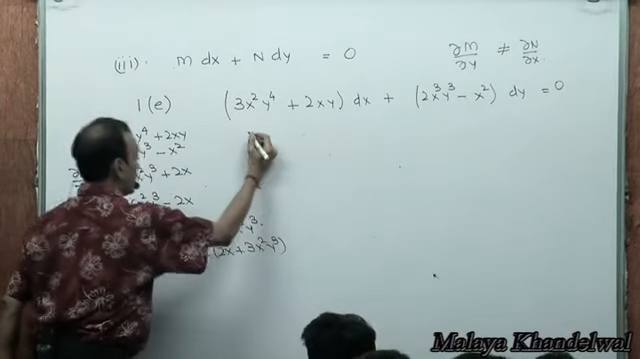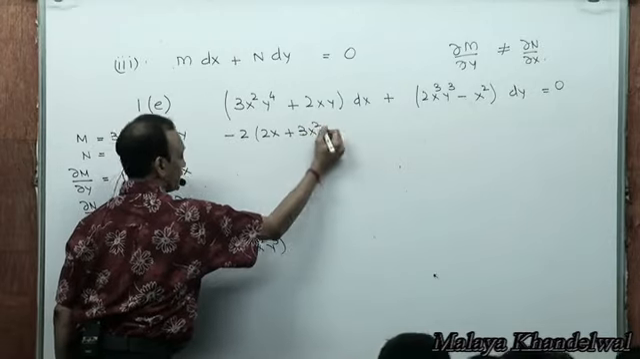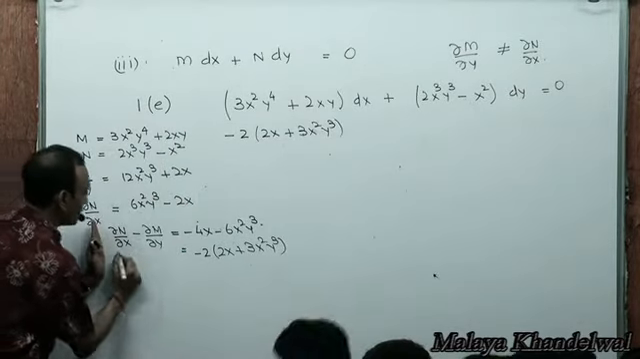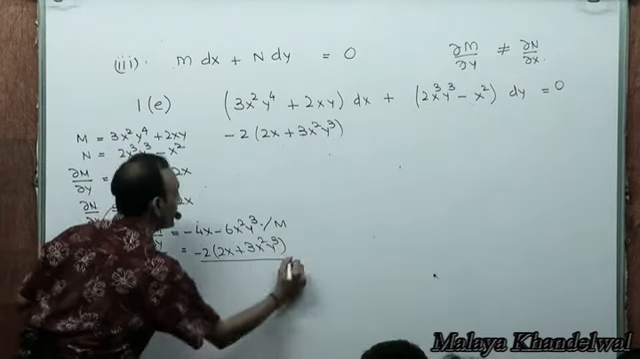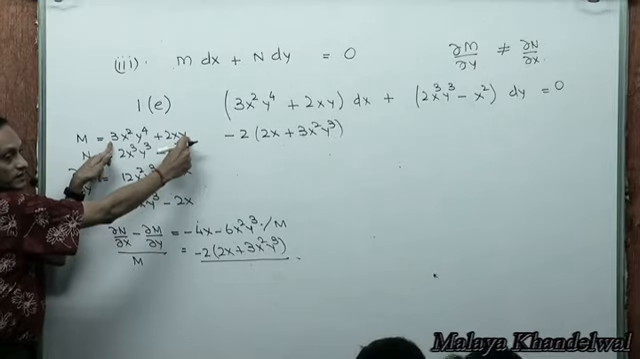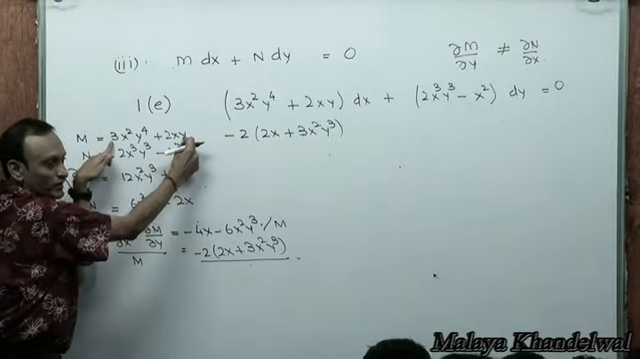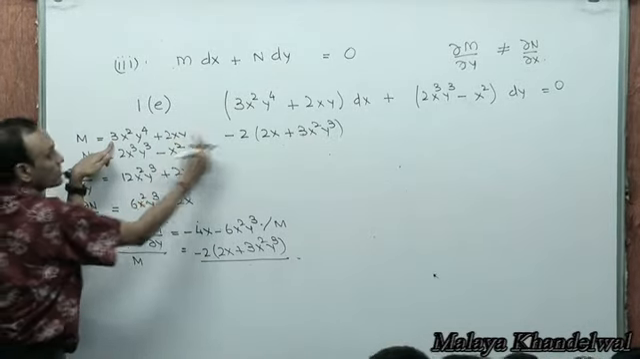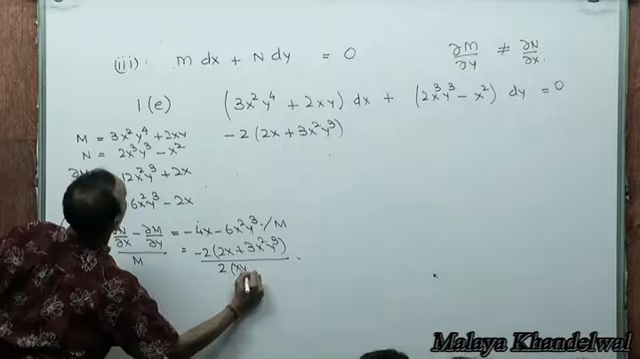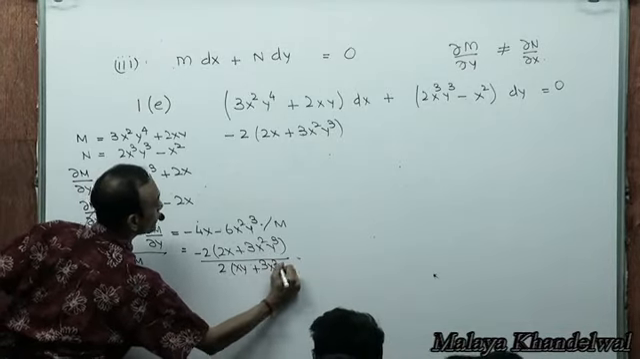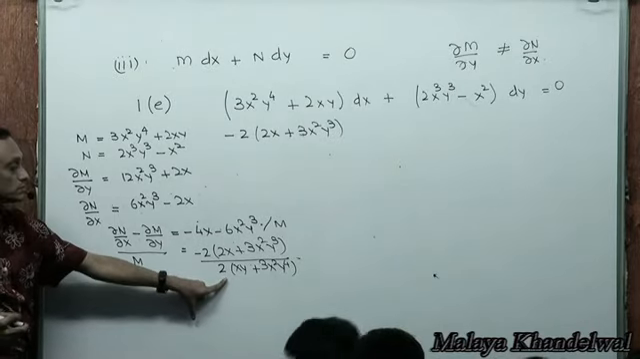If I divide minus 2 into (2x plus 3x squared y cubed) by M, what's my M? M is this, I take y common. The reason I'm doing this is because I see a 2 and a 3, so I'm tempted to divide by M instead of N. That means I divide by 2xy plus 3x squared y to power 4. Divide by M, this is what I have. What happens?